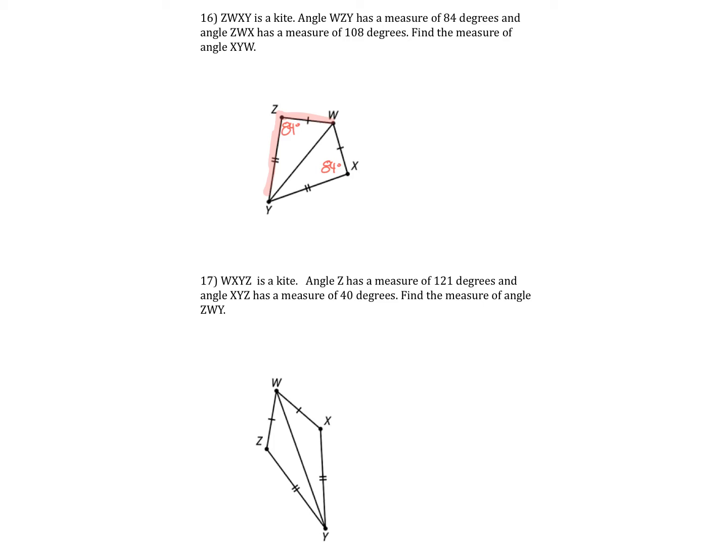What does it say next? ZWX. Which one? ZWX. Oh, this is this big blue one right here. This ZWX is equal to 108 degrees. So the whole thing is 108 degrees. So my WY is my angle bisector, splitting my quadrilateral in half, but also splitting my angle W in half. So if I take my 108 divided by 2, I get 54. So 54 degrees on this side, 54 degrees on this side.